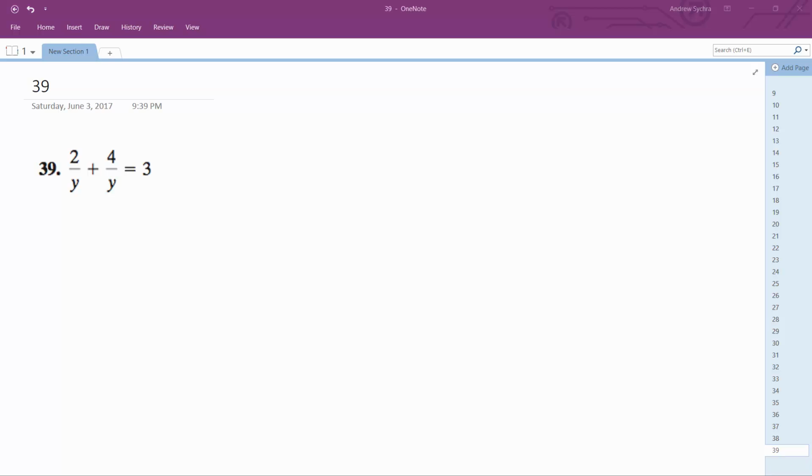All right, so I want to solve this problem here. I want to solve for y. There's a few ways you can go about doing this. Easiest, in my opinion, is to multiply through the entire equation by y. So y times the whole thing.